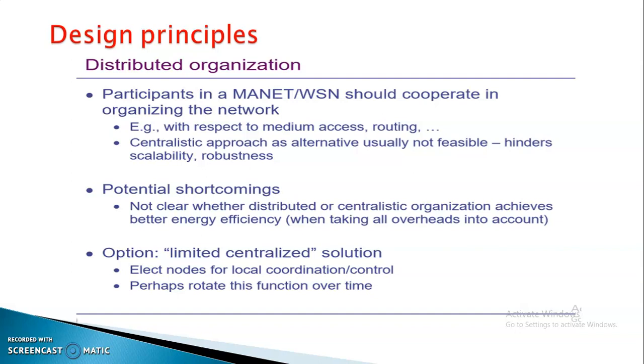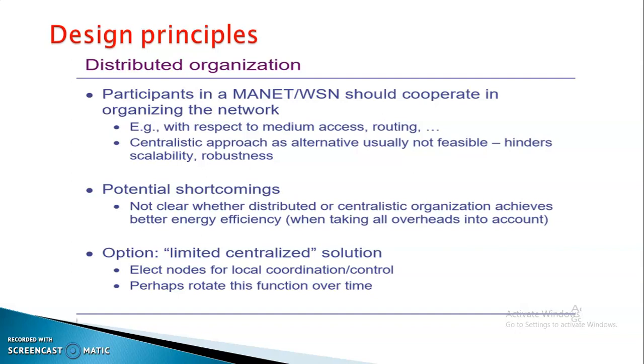For the robustness and scalability nature, that is the reason in WSN for network organization they go into distributed organization. Whether going centralized or distributed, there are some potential shortcomings. Out of these problems, they identify which type of organization we should look for, either centralized or distributed. Moreover, we have to identify the distributed and the centralized one based on energy efficiency. While concentrating on energy efficiency, it has to take all the overheads into account.